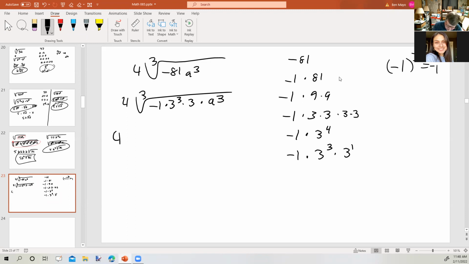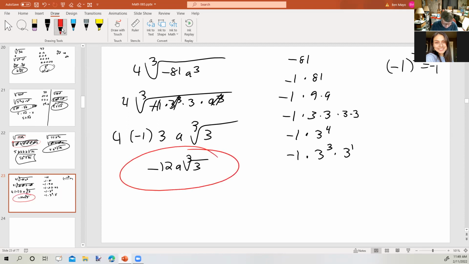So I've got a 4 outside. What's the cube root of negative 1? That's a negative 1. People forget to take that negative outside. The cube root of 3 cubed is a 3 outside. The cube root of a cubed is an a outside. And what have I got left inside? I've got the cube root of 3. So 4 times negative 1 times 3 is negative 12. And then a times the cube root of 3.